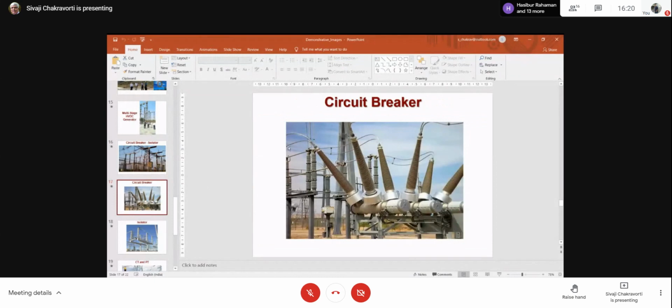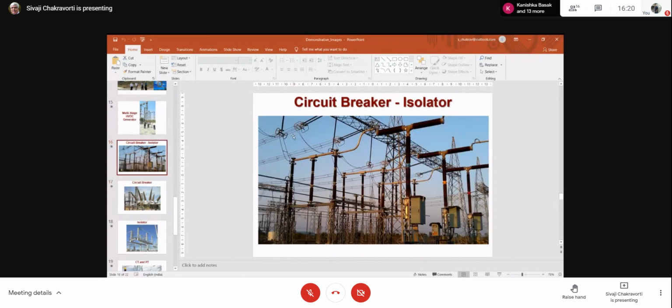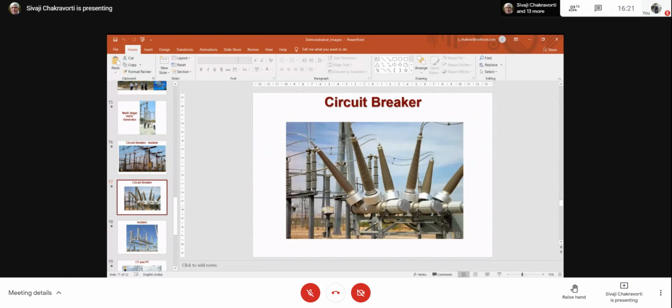There is a slight difference here. See here at the bottom, this metallic structure at the bottom is earth. Then this vertical part is pure insulator, just insulator. The top part is the breaker. This is called a live tank circuit breaker because the entire circuit breaker is always live. Whereas this is called a dead tank circuit breaker because the tank is at the bottom where the breaking part takes place. That is at the earth potential.